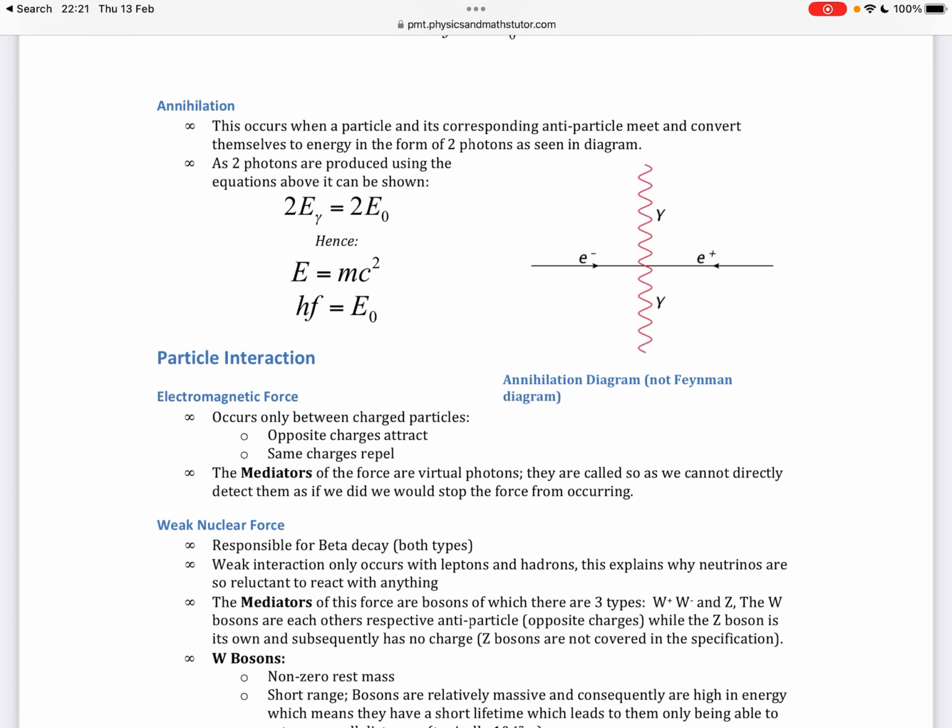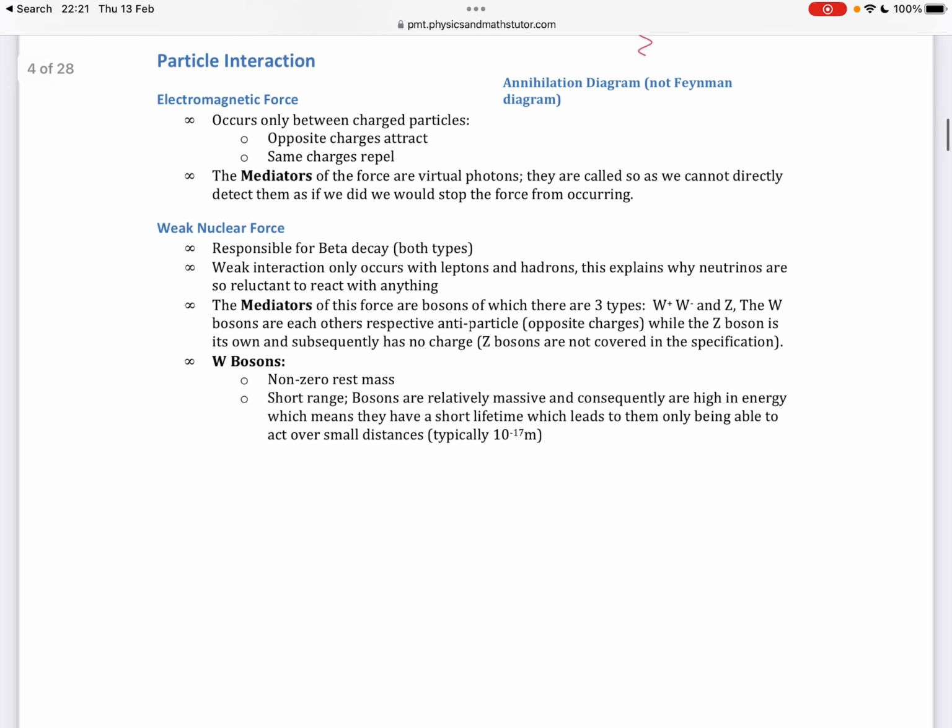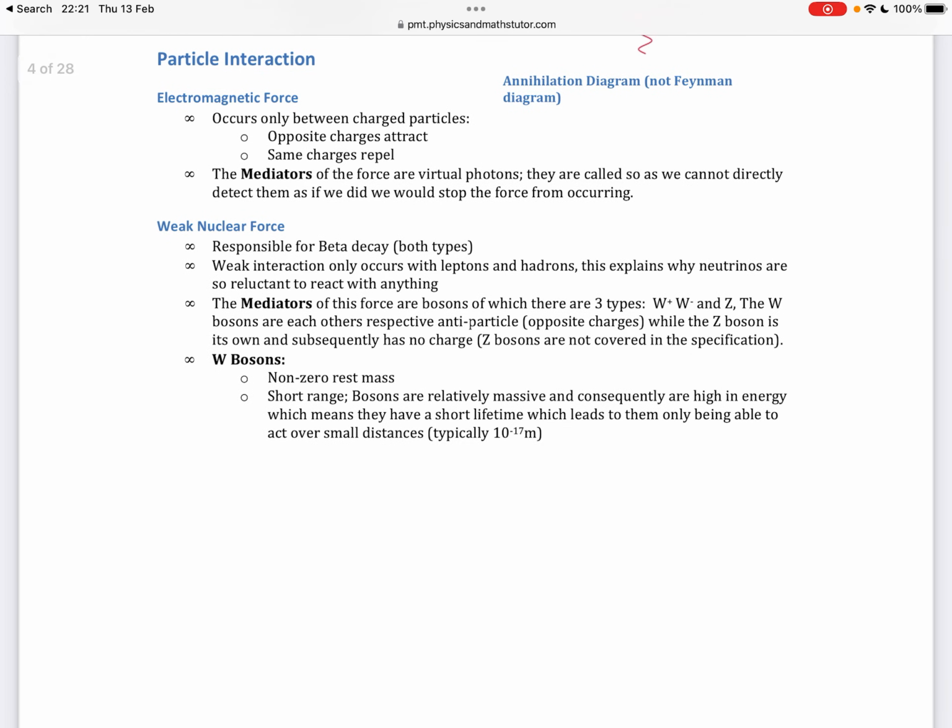Annihilation. It occurs when a particle and its corresponding antiparticle meet and convert themselves to energy in the form of two photons, as seen in the diagram. As two photons are produced, using the equation above, it can be shown that 2E gamma is equal to 2E0, hence E is equal to mc squared, hf is equal to E0. Particle interaction is the one we will be doing right now.